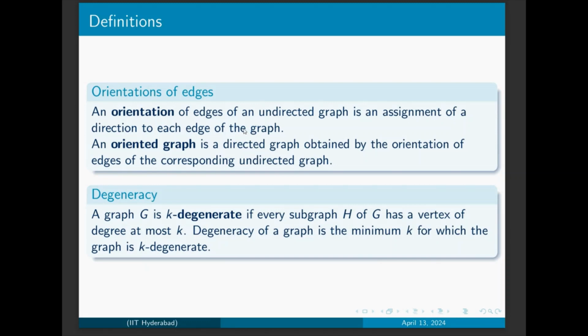Degeneracy: a graph G is k-degenerate if every subgraph H of G has a vertex of degree at most k. So a graph with bounded degeneracy is a graph in which every subgraph has a vertex with low degree compared to the number of vertices in the subgraph. Bounded degeneracy graphs are commonly found in real world applications. We have social networks, communication networks, etc.